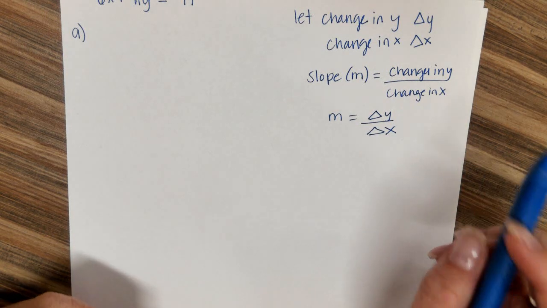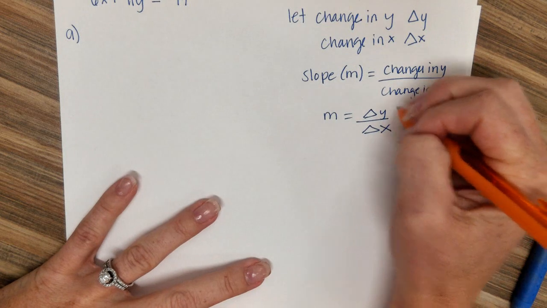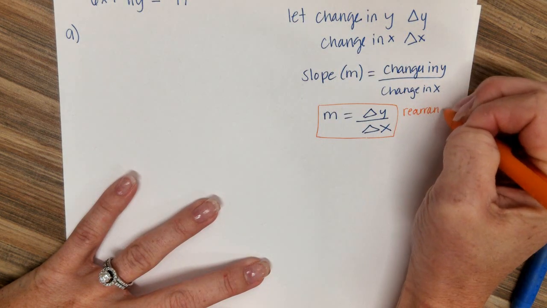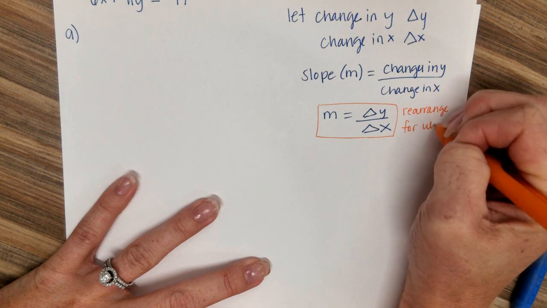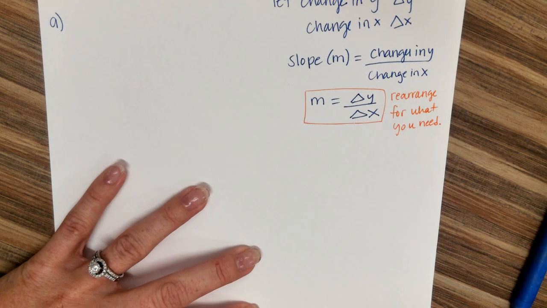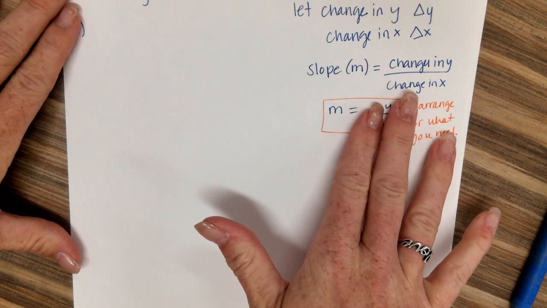Okay, so the next thing you want to do is rearrange for what you need. So you're going to take this right here, and you're going to rearrange it for what you need. So let's go back to our question, and then we'll come back to our thought process.